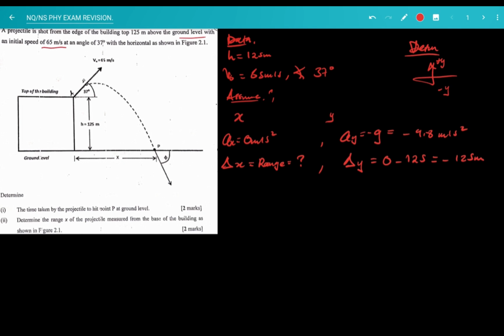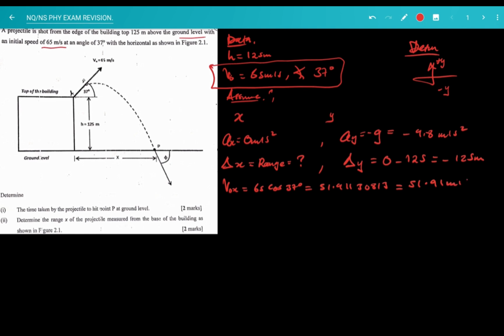All right, what else can we collect? Let us also find, so we have the initial speed there, but as you can see, it's at an angle. So let us resolve it into its X and Y components. So let's look for the initial speed's component in the X. Resolving this would be 65 cos 37 degrees, which will give us 51.91130813, which is basically rounded off to 51.91 meters per second.